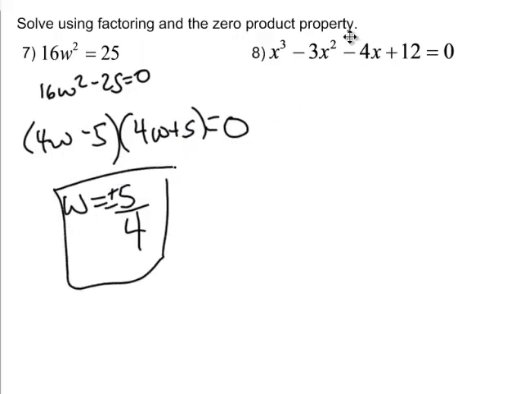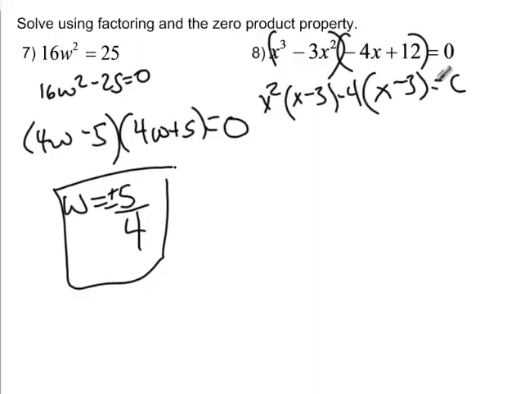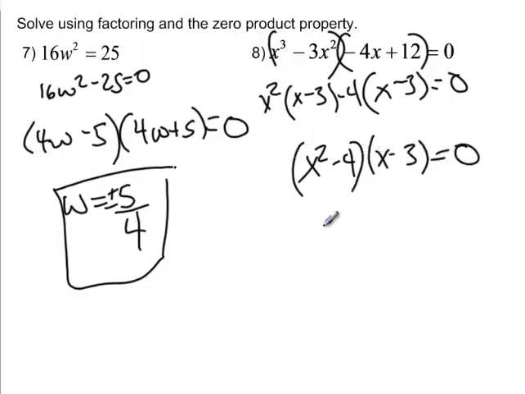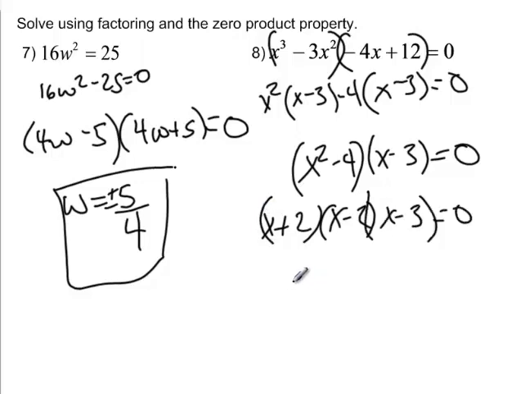There's that. And then this one is the dreaded grouping. So over here we can take out an x squared and I'm left with x minus 3. Over here I can take out a negative 4 and I'm left with x minus 3. That's the same thing. Good, that's what I want. So x squared minus 4, x minus 3 equals 0. So this again breaks down into x plus 2, x minus 2. And x minus 3 equals 0. So x equals plus or minus 2, x equals 3.